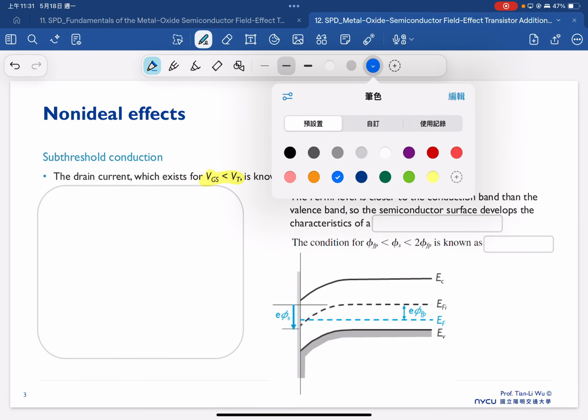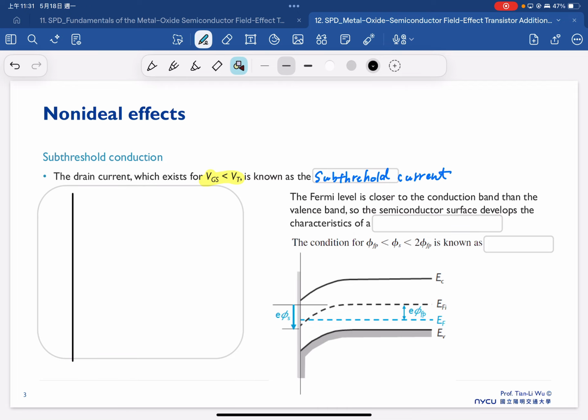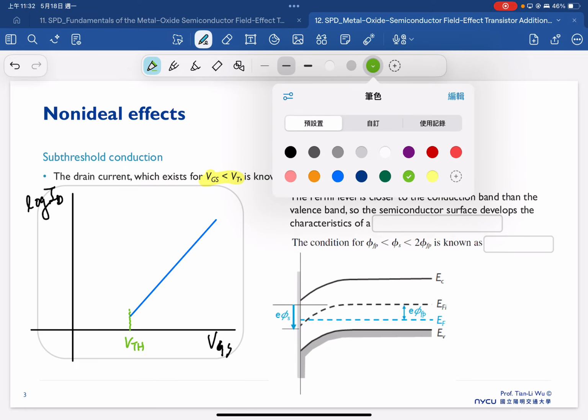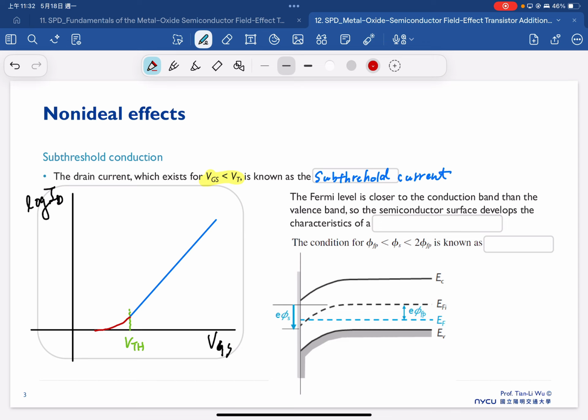So if you look a little more closely at the ID-VG characteristic and plot it as log ID, you will find that even though we define the threshold voltage here, below the threshold voltage we still see a small amount of current, and this is due to the substrate hole conduction here, the substrate hole current.